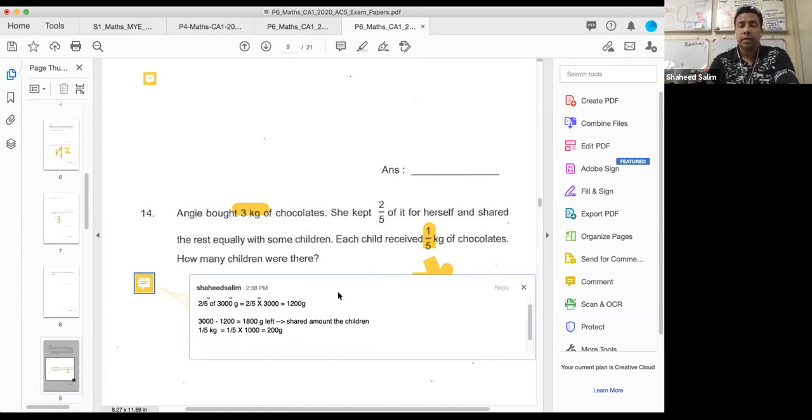So this 1,800 is divided, and each child gets 200. How many children are there? 1,800 divided by 200. You get 9 children. And that's your answer. If you don't understand, I'll give you another question. So down here, this balance is 1,800. Each child gets 200, 200, until finished. By the time they reach the last student, everything is finished.